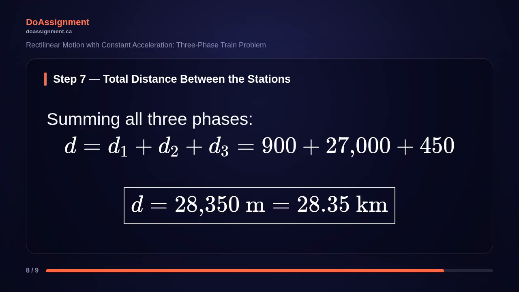900 plus 27,000 plus 450 equals 28,350 meters, or 28.35 kilometers. That is the total distance between the 2 stations.